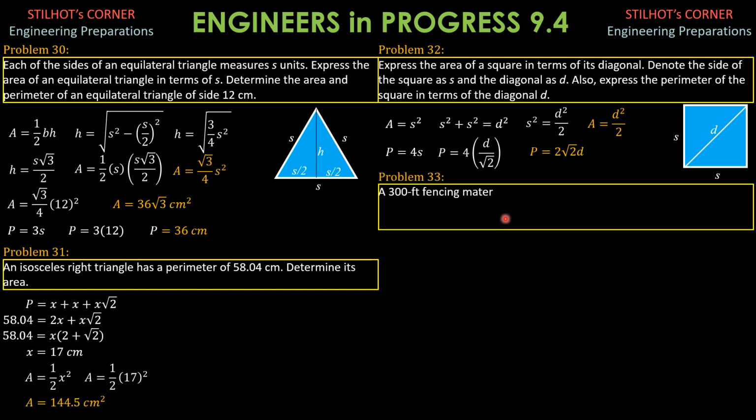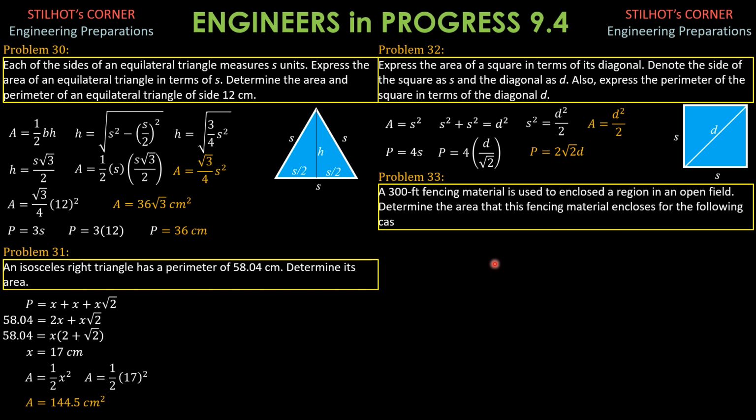Problem 33. 300-foot fencing material is used to enclose a region in an open field. Determine the area that this fencing material encloses for the following cases. A. Rectangle of length 100 feet. B. Square. C. Equilateral triangle.